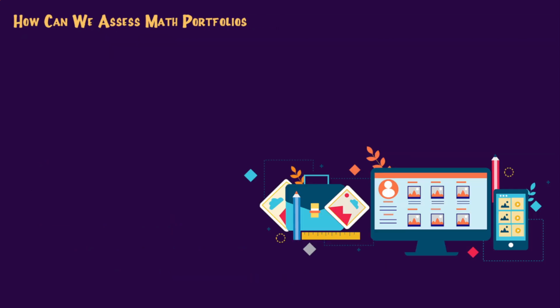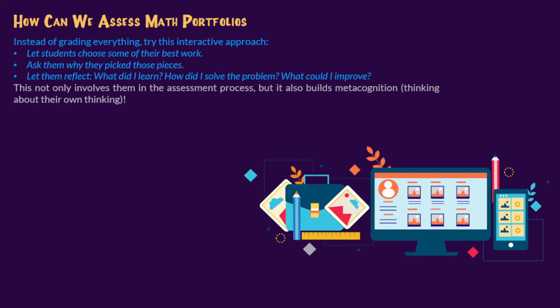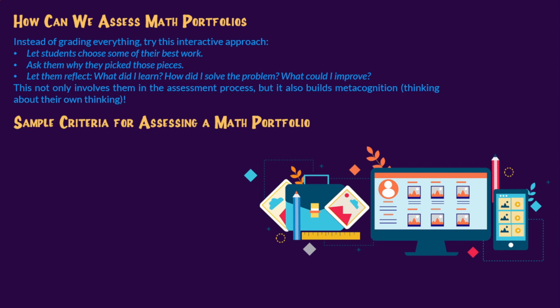Now, how can we assess math portfolios? Instead of grading everything, try this interactive approach. That is, let students choose some of their best work. Ask them why they picked those pieces. Let them reflect: what did I learn? How did I solve the problem? And what could I improve? This not only involves them in the assessment process, but it also builds metacognition, that is, thinking about their own thinking. There is a sample criteria for assessing a math portfolio.